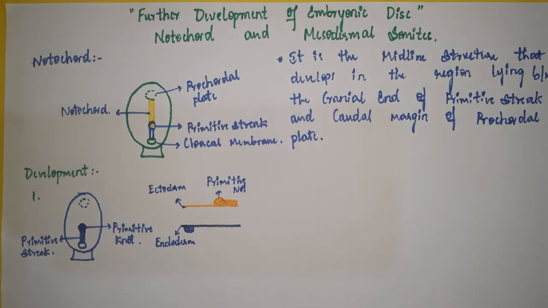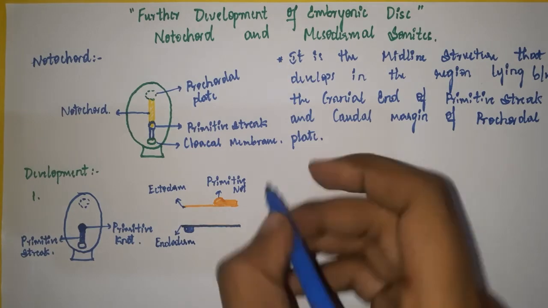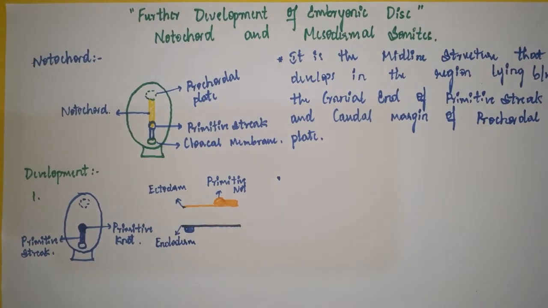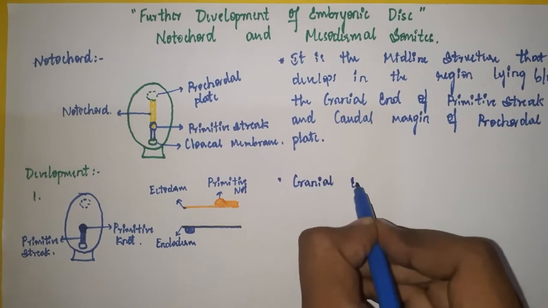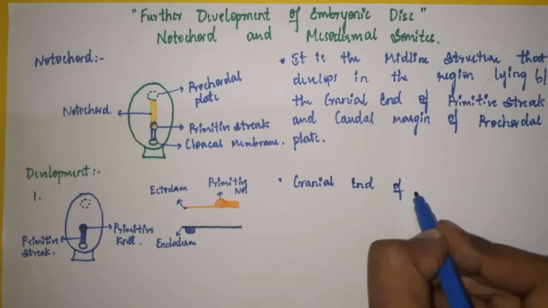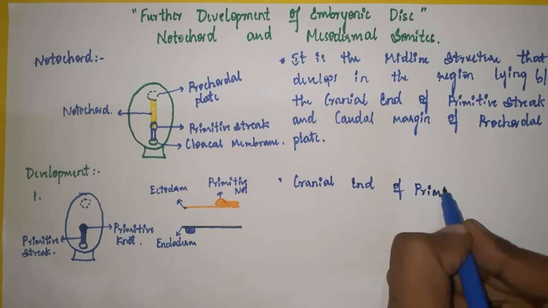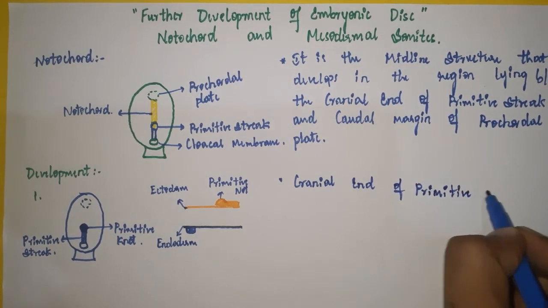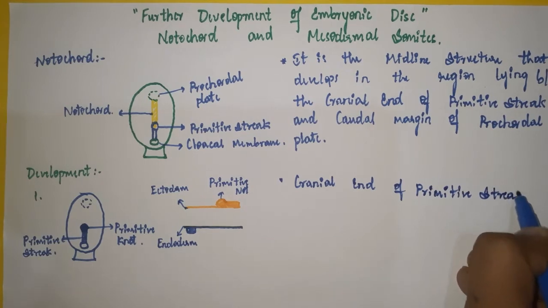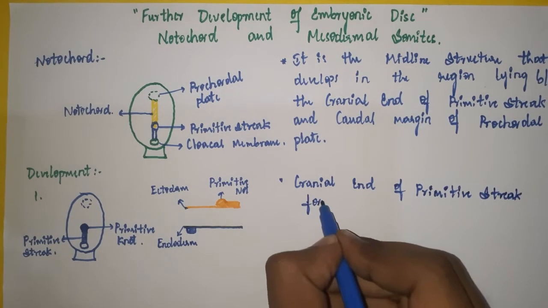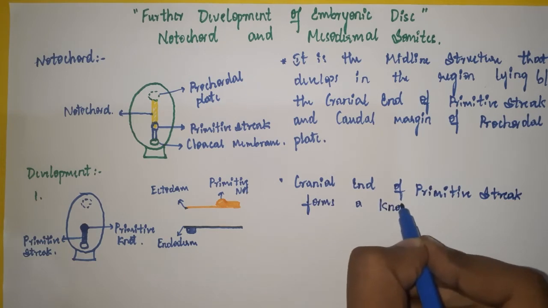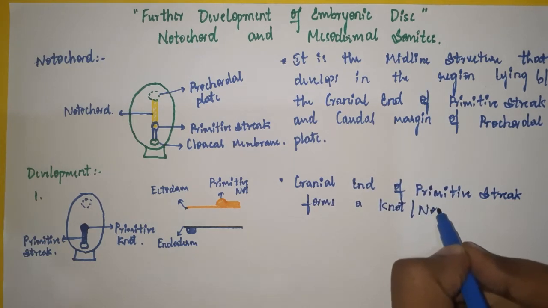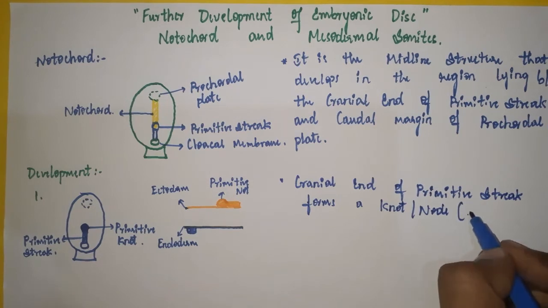Now, this is the first step. I will write the summary. The cranial end of the primitive streak forms a knot or node. That means it becomes thickened.